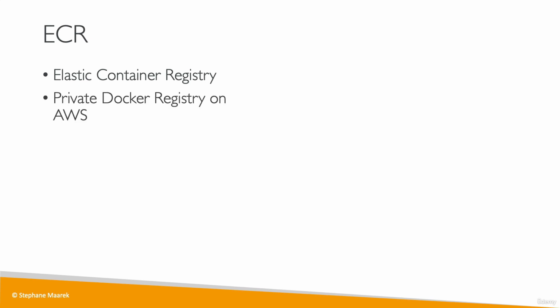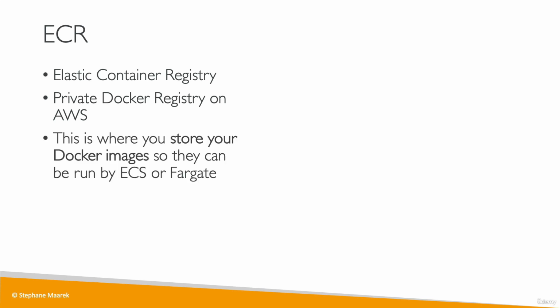Finally, for storing these Docker images so that they can be run on AWS, you need to use a container registry. And for this, we can use ECR, which stands for Elastic Container Registry. It is a private Docker registry on AWS, and this is where you're going to store your Docker images so that it can be run by the ECS service or the Fargate service.